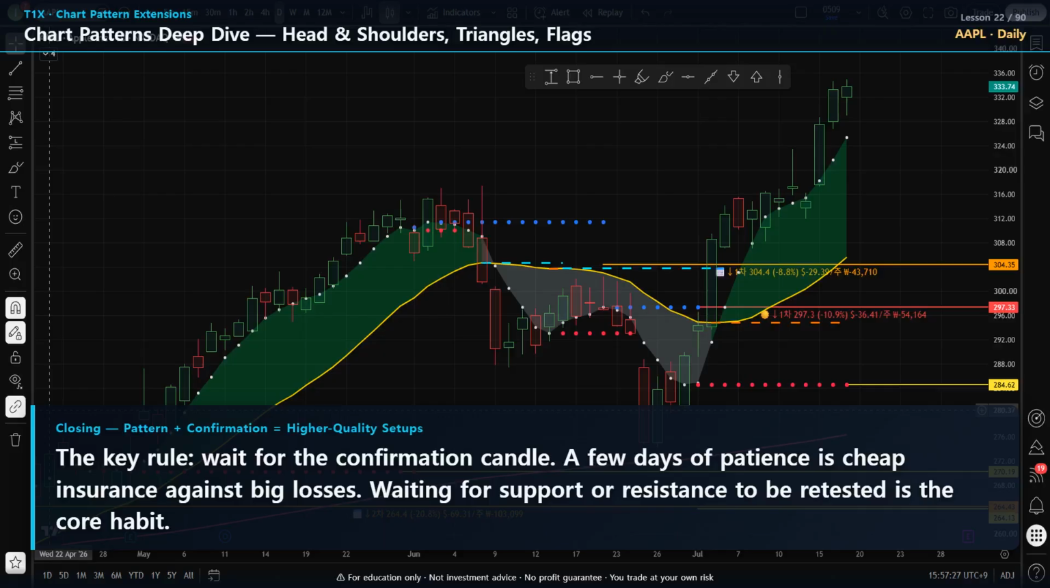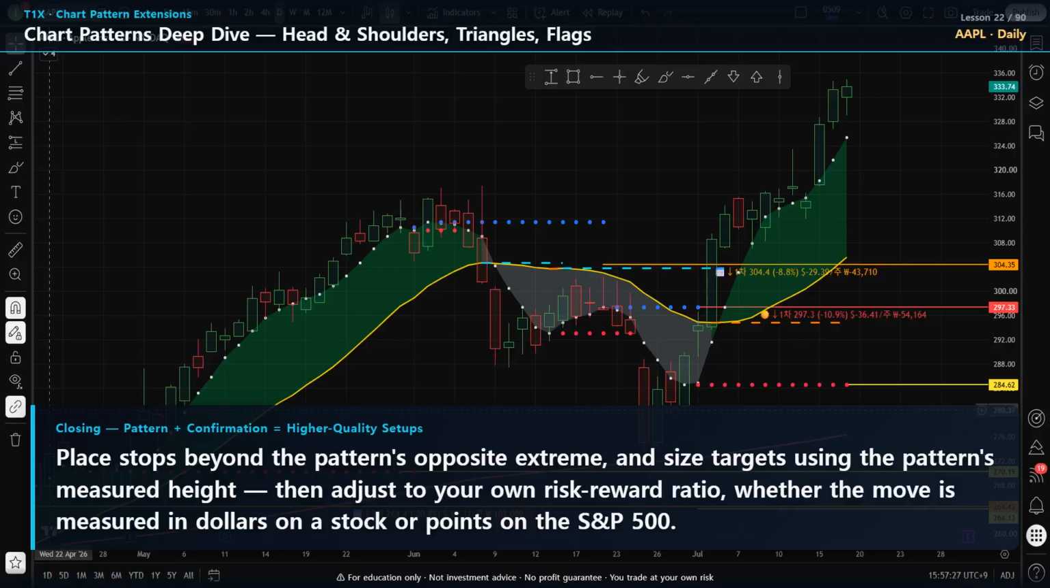The key rule: wait for the confirmation candle. A few days of patience is cheap insurance against big losses. Waiting for support or resistance to be retested is the core habit. Place stops beyond the pattern's opposite extreme and size targets using the pattern's measure height. Then adjust your own risk-reward ratio, whether the move is measured in dollars on a stock or points on the S&P 500.